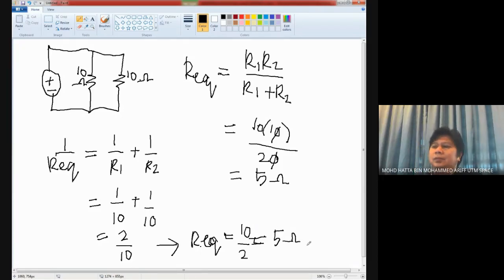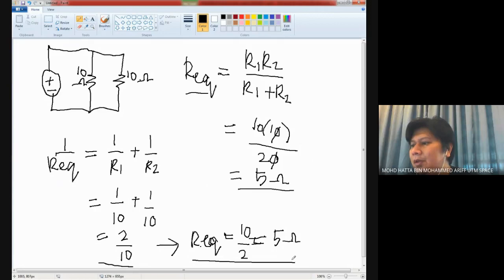So both equations are the same, but the way we calculate differs. One is by directly using this equation, and you will get R equivalent after you finish the calculation. However, if you use this equation, after you finish you need to flip it over. Otherwise, you will get the wrong answer.